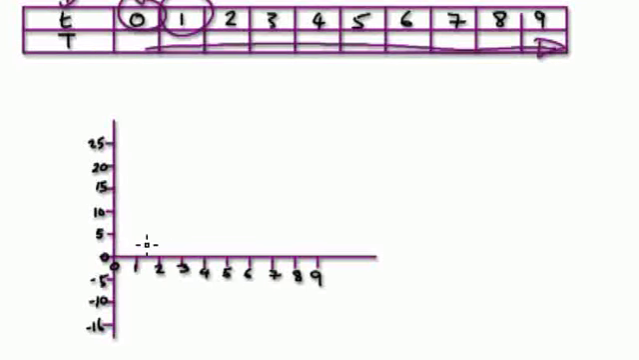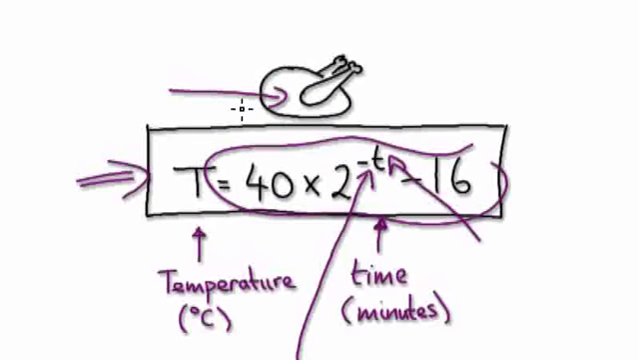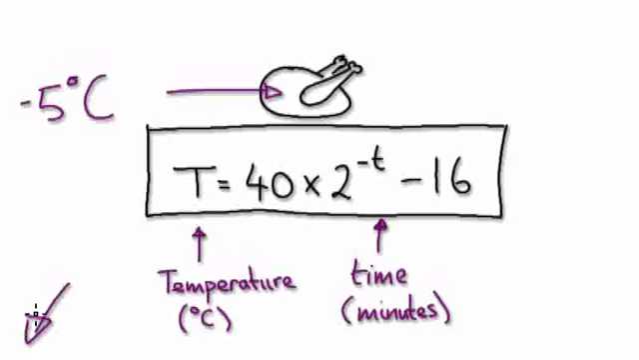Create your own graph here. Then start to plot all the points on there, and then find out what time it will be when the temperature of this chicken would be at minus 5. Okay, so the question is, what time will it be when the temperature of this chicken will be minus 5 degrees Celsius? So press pause and have a go.